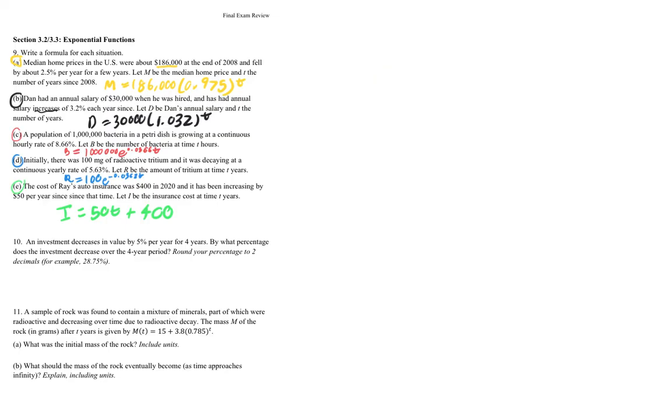Okay, looking at question 10 here. An investment decreases in value by 5% per year for 4 years. Now what percentage does the investment decrease over the 4-year period? So we're going to use our rate equation. P of t is equal to P0 times (1 minus r), we're decreasing, to the power of t, right? We want to know when t is equal to 4. So we know that t is equal to 4.